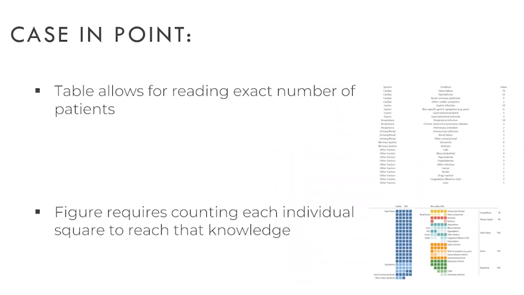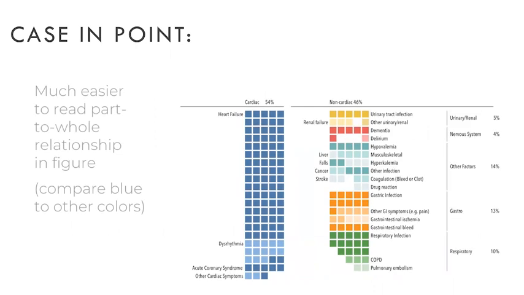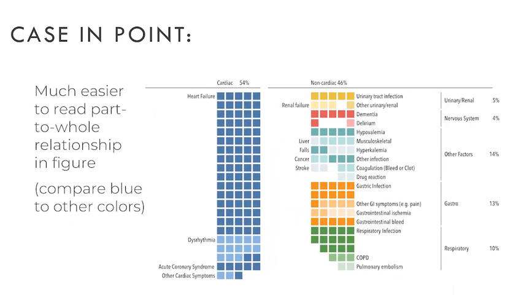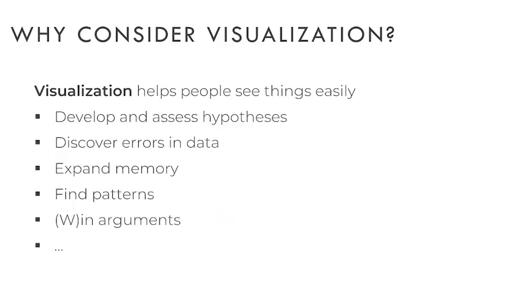This is one example where these two different representations help you do different things. The table allows for reading the exact number of patients and doing that very quickly. But the figure requires counting each individual square to reach that knowledge. So the figure is more about communicating that rough estimate of half and half. And it's much easier to read this part-to-whole relationship in the figure. So compare the blue to other colors.